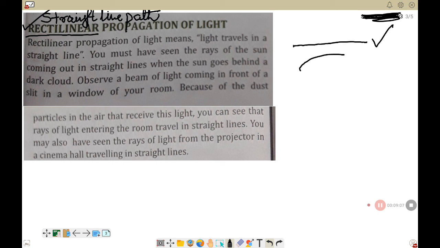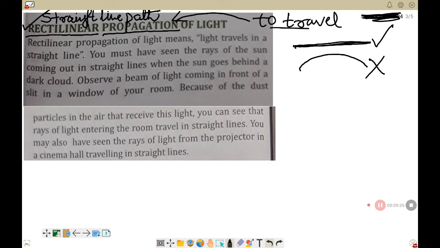Understand? This one, not a curved one. This is not rectilinear. Rectilinear means a straight line path, just a straight line. Now propagation means to travel. So now we can have a clear idea what this entire sentence means. Rectilinear propagation of light means light travels in a straight line. You can underline the first line itself.